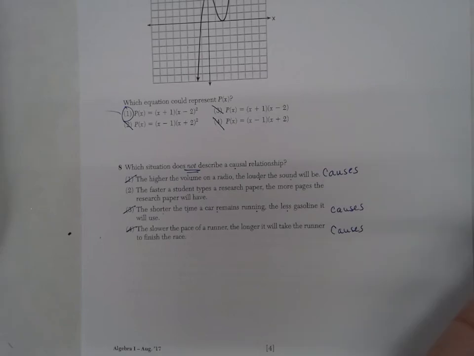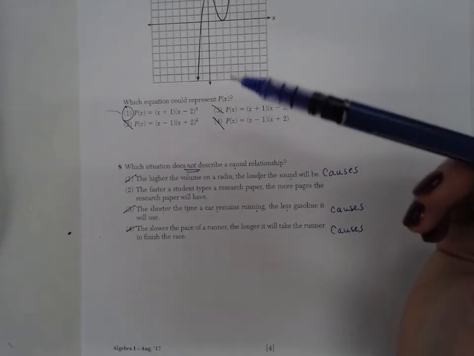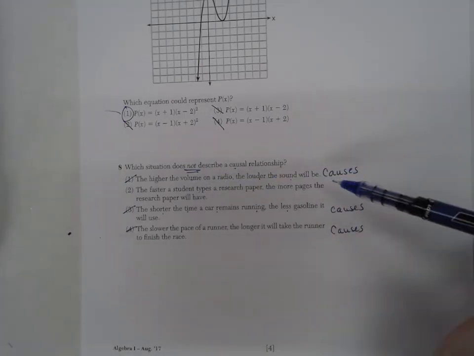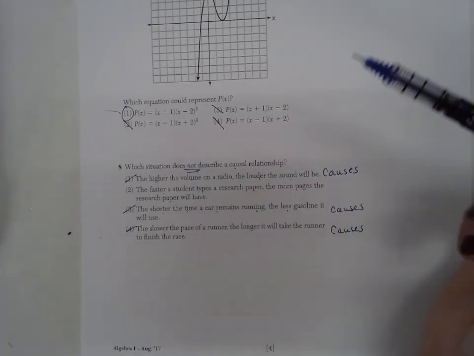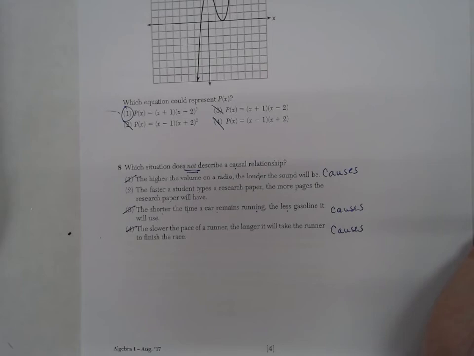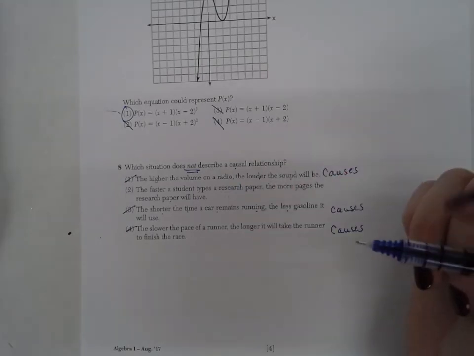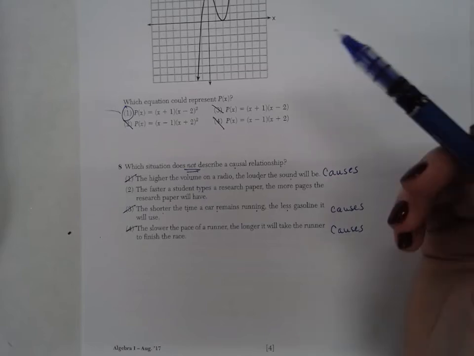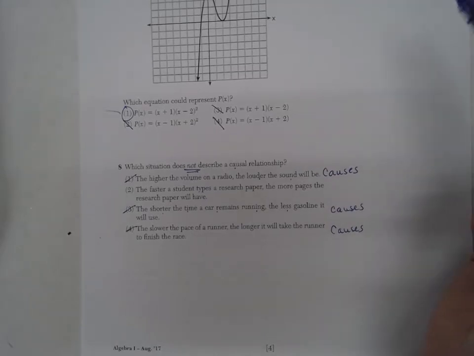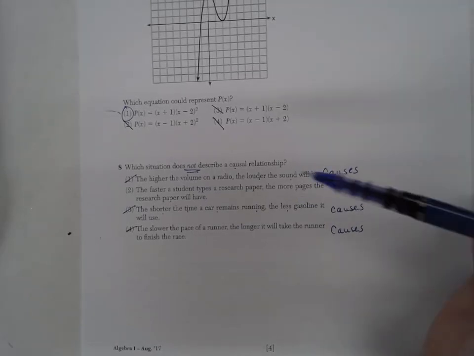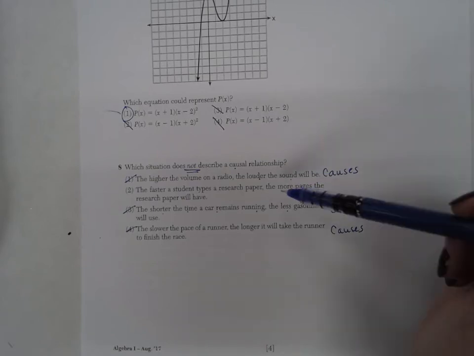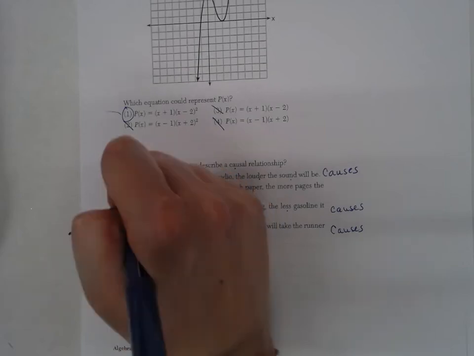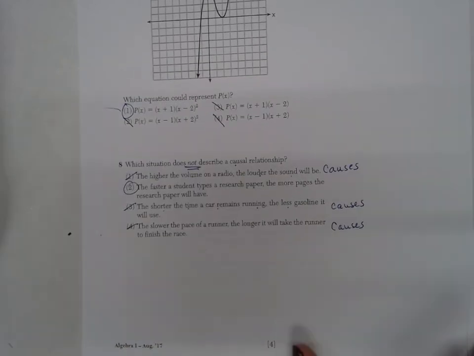I've eliminated the other ones. Think about this: the faster a student types a research paper, the more pages the research paper will have. Well, not really. What if I'm writing a 5-page paper and so are you, and you type it faster than me? You're going to finish the 5 pages faster than me. It doesn't mean your paper is going to be longer than mine. So it doesn't force it to have more pages. It just means you're going to type it quickly. So that's the one that is not a causal relationship.